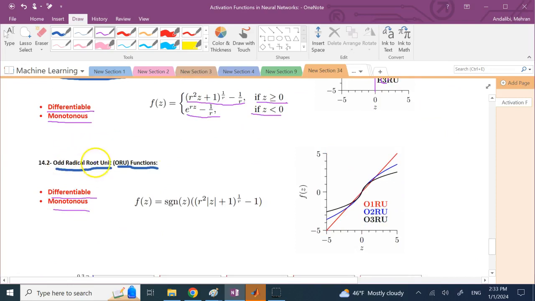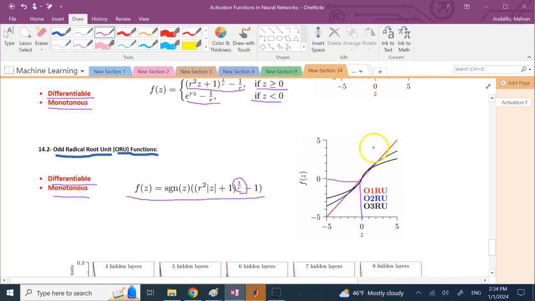And the odd radical root unit or ORU function is the sign of z times a root function. And this is an odd function because if you look at it with respect to 0 and 0, the shape is symmetric. Okay, so it's an odd function, which means f of negative z is negative f of z. And again, this is for R of 1, R of 2, and R of 3.